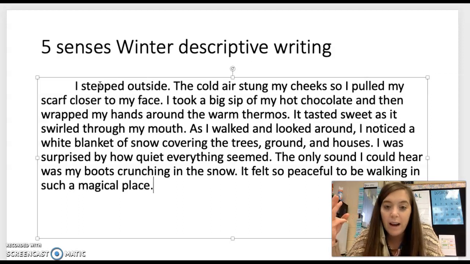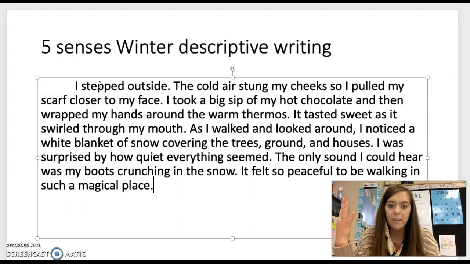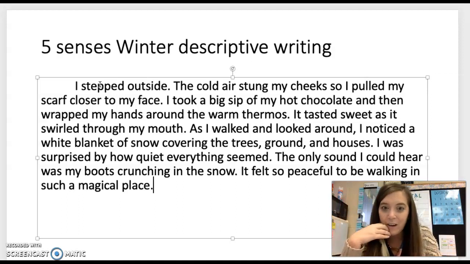I was surprised by how quiet everything seemed. The only sound I could hear was my boots crunching in the snow. Sound. It felt so peaceful to be walking in such a magical place. Oh, that's my conclusion sentence, but I've only listed 4 sentences. I'm so glad that I went back and reread what I wrote.